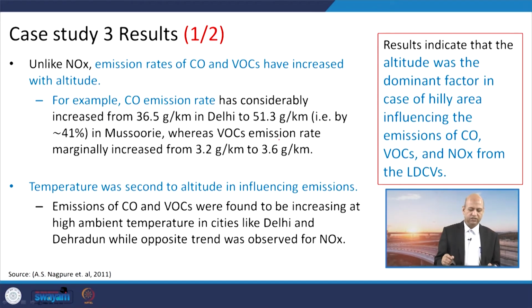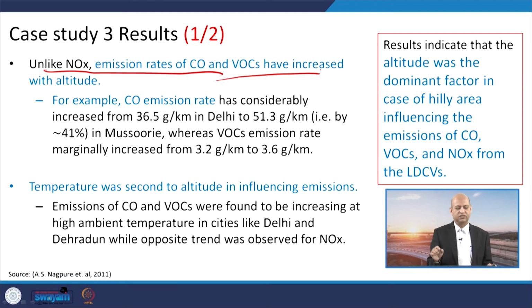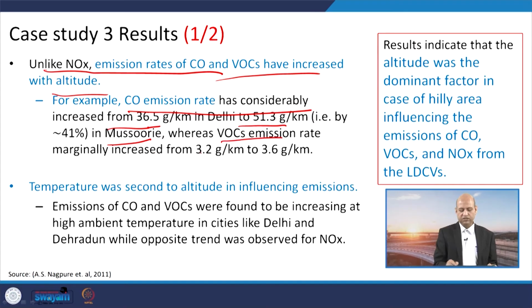Then if we see these results, it is also known that NOx is less, but emissions of CO and VOCs have increased with the altitude. That was basically my implication when I was talking. You can see the CO emission rate has considerably increased from 36.5 grams per kilometer to 51.3 grams per kilometer in Mussoorie, meaning higher altitude, in comparison to Delhi. And then VOCs increased from 3.2 to 3.6, right, but NOx emissions are less.